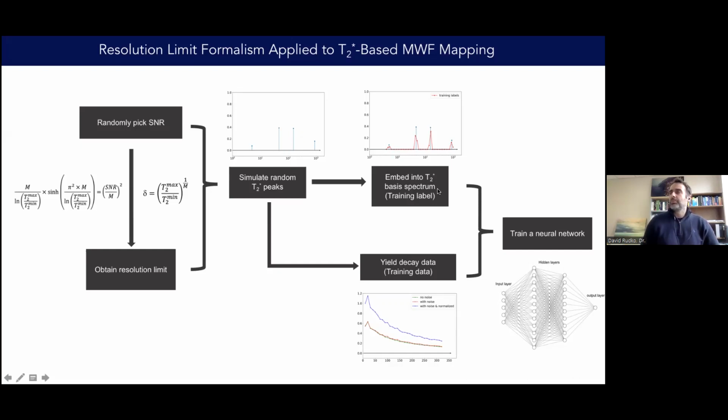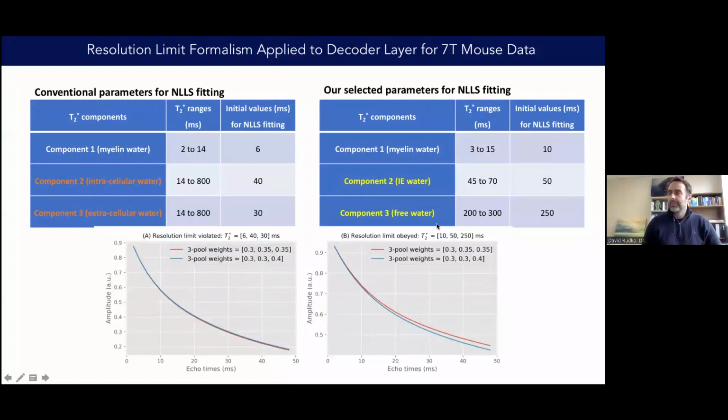These peaks are then embedded into a basis spectrum to yield training data, and this was used to train a neural network. Now, for our data, Kevin didn't do all of this. He simply used the information theory formalism and found that on the decoder layer of our network, if you seeded the T2 star ranges in a particular way, you were able to separate, for instance, the intra and extracellular water T2s and the free water T2s.